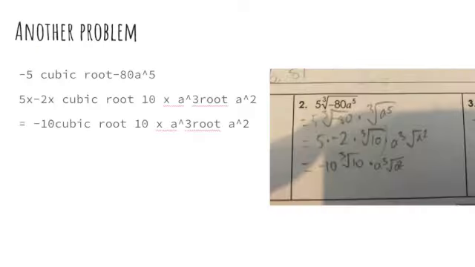Okay, another problem would be negative 5 cubic root negative 80a to the power of 5. To do this, you just do negative 2 times cubic root 10 times a to the power of 3 root a to the power of 2. Solving this problem is just filling in the blanks. These kinds of problems are like filling in the blanks. What you get in the end would be negative 10 cubic root 10 times a to the power of 3 root a squared.